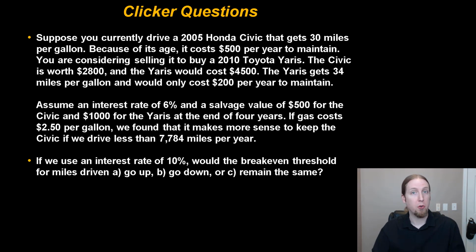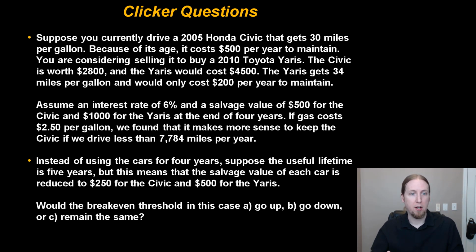Next, I've got another question. Same sort of setup, but instead of using the car for 4 years, suppose that we think we can get a useful lifetime of 5 years out of them. But this means that the salvage value for each car is going to be reduced to $250 from the Civic and $500 for the Yaris. If that's the case, would the break-even threshold go up, go down, or stay the same?